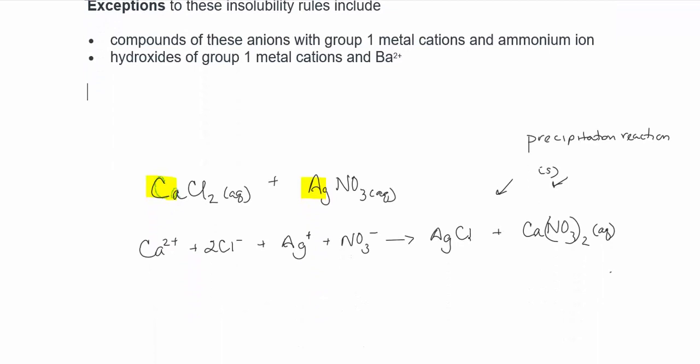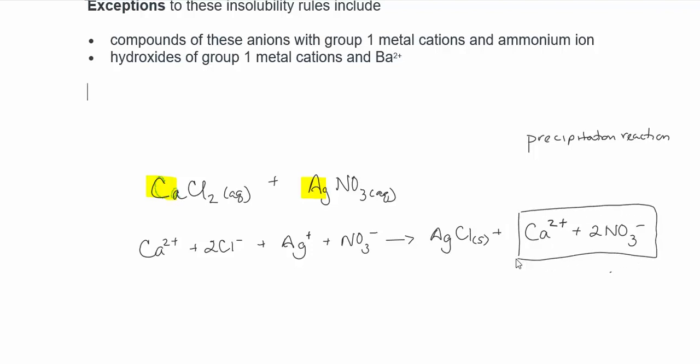Now, because this calcium nitrate is aqueous, and we just said that aqueous compounds swim around in a soup of their ions, then on the product side, we have these ions as well. Because these ions kind of hang around and watch the precipitate be made, these are called spectator ions. This entire form of a chemical equation is called a complete ionic reaction or equation.